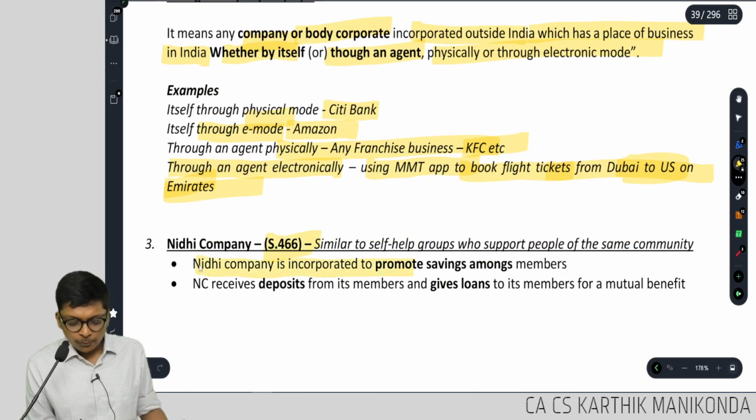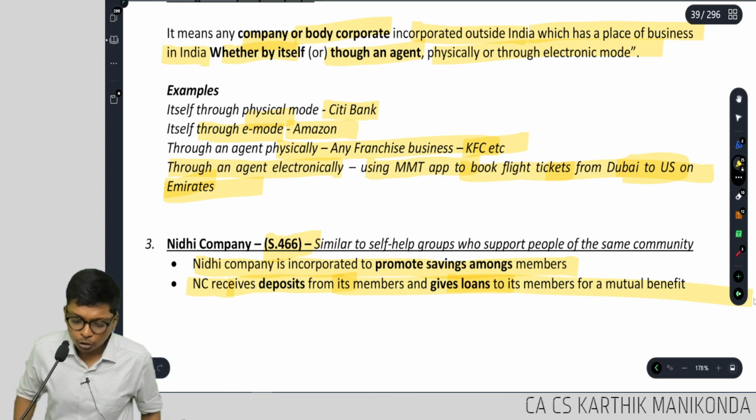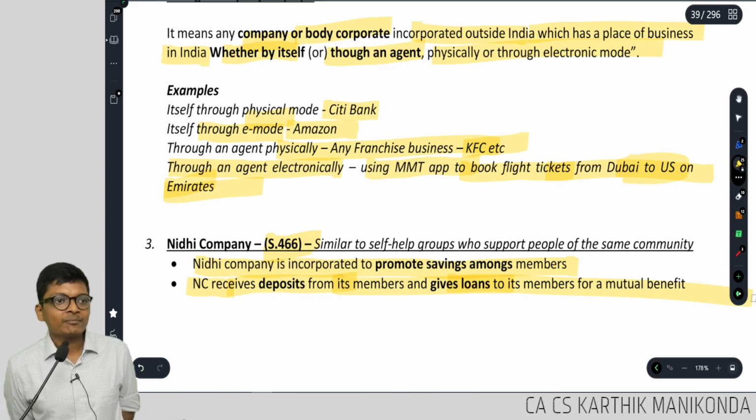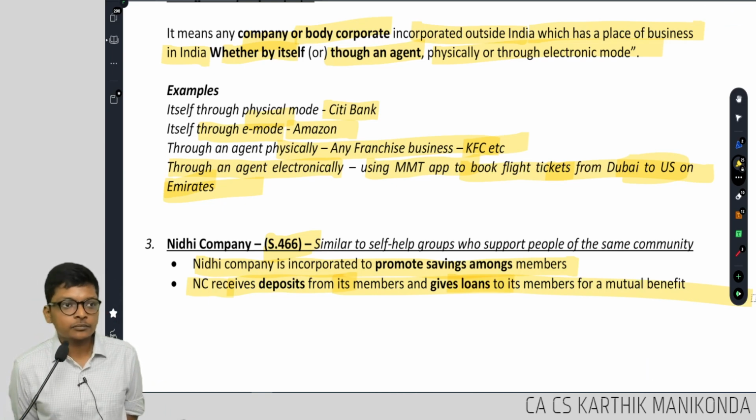A Nidhi company is incorporated to promote savings among members of a community. A Nidhi company receives deposits from its members and gives loans to its members for mutual benefit. Easy or difficult, guys? Following? That's all about it.